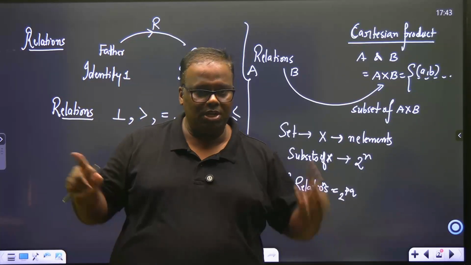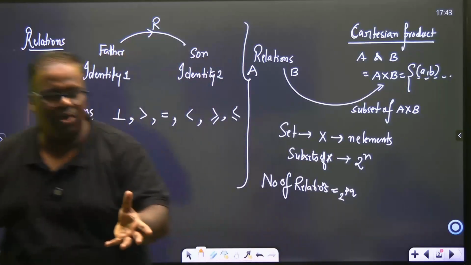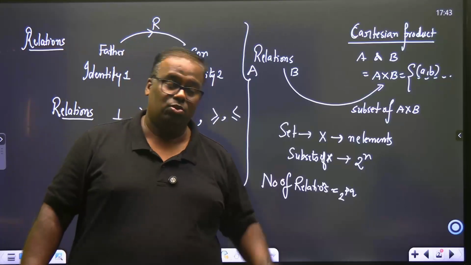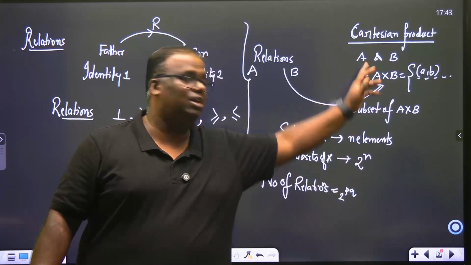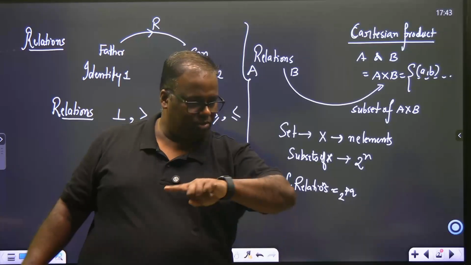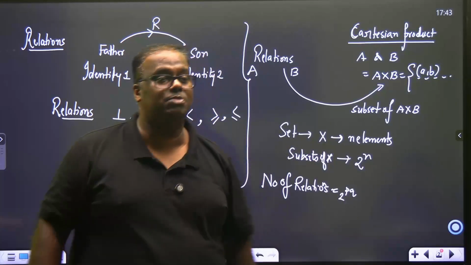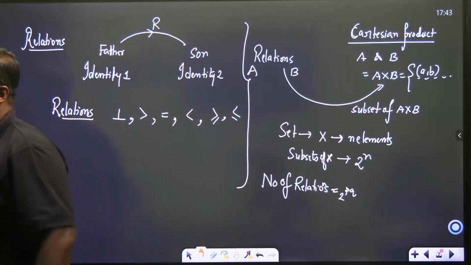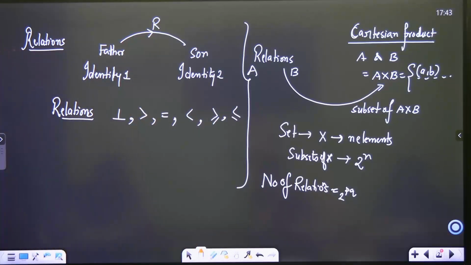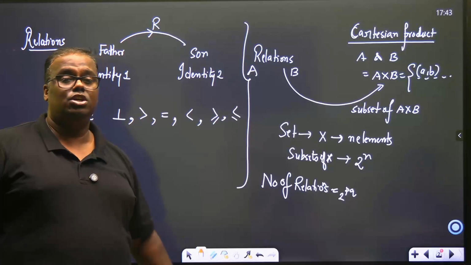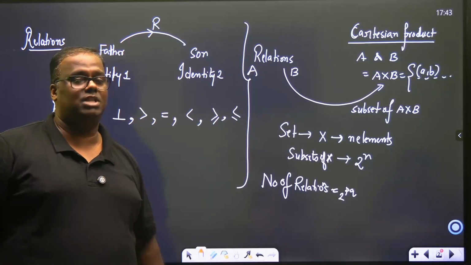Then comes between A and B, if I take them as entity 1 and entity 2, I can create some relations between them. So relations are subsets of A cross B, the Cartesian product between two sets. Take two sets, and if you try to create a relation between them, it is a subset of the Cartesian product between these two sets. And how do we know how many subsets are possible? It's not about elements, children. If a set has n elements, you can have 2 to the power n subsets.